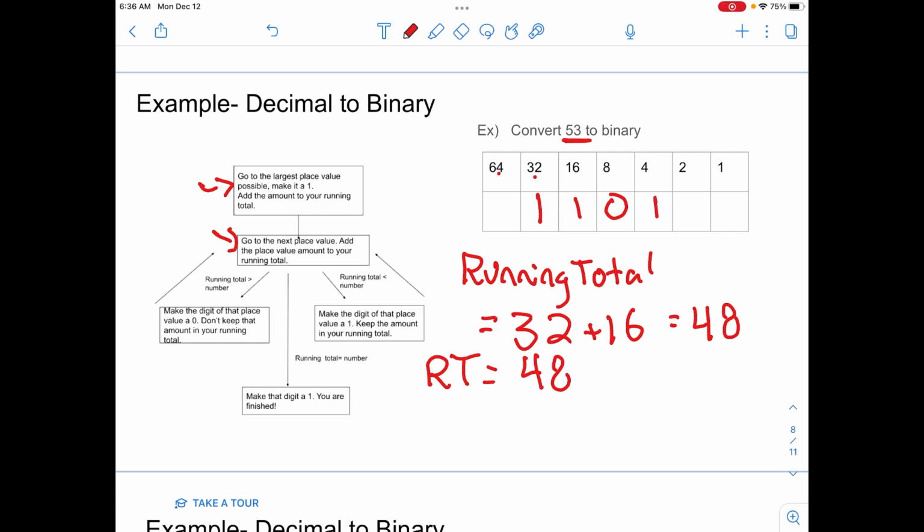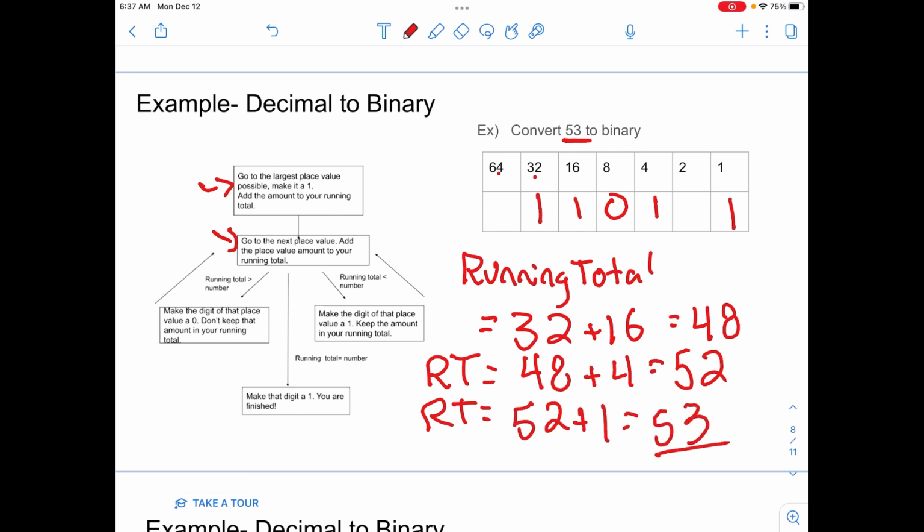So we're still at 48 for our running total, 32 and 16, but not the 8. So let's go to the 4. 48 plus 4 is 52. We're still under our goal of 53. We're only 1 away. So you can probably see now that of my last 2 digits, my 2 and 1, I'd want to add 1 to get to 53, because 52 plus 1 is our goal of 53, which means I'll make my 2 a 0. I don't want to include that place value. So 53 would be 32 plus 16 plus 4 plus 1. 48 plus 4 is 52, plus 1 is 53.